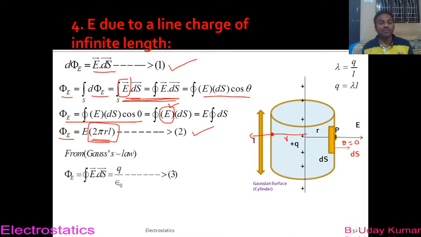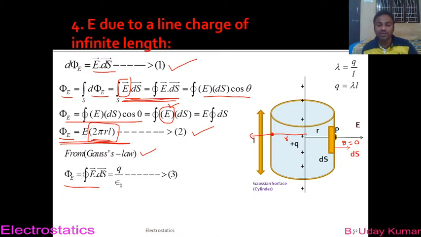But we know that from Gauss law, this is the total electric flux that we have derived for this system, and the total electric flux I can write as 1 by epsilon 0 times the charge enclosed by it. This is from Gauss law. 1 by epsilon 0 times the charge enclosed by the Gaussian surface is equal to the total electric flux that is coming out of the closed surface. So this is Gauss law.